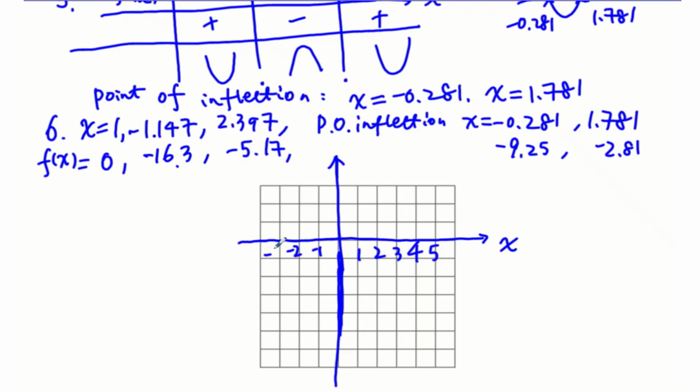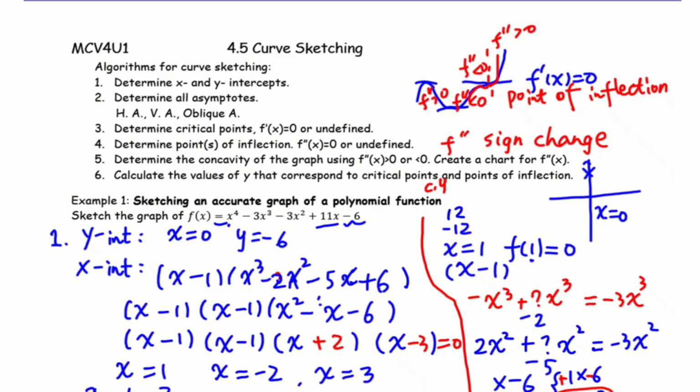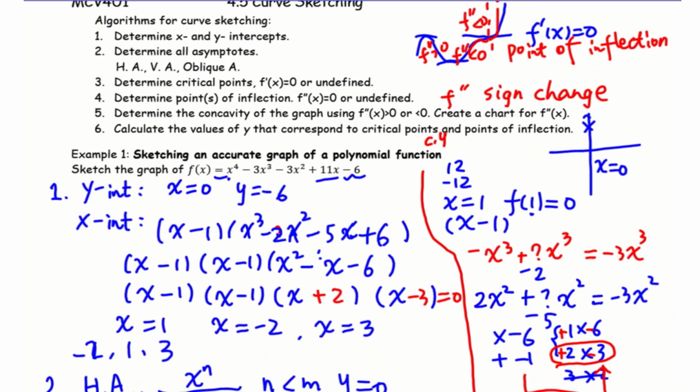And for the y value, the minimum is negative 16, 1, 2, 3, 4, 5, 6, 7. So we may just go by 3. So negative 3, negative 6, negative 9, negative 12, negative 15, negative 18. Then 3, 6, 9. So the zeros from the last page are negative 2, 1, 3.